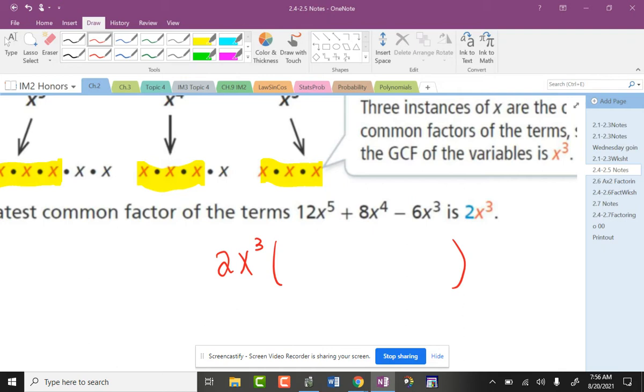When you're done, you just recheck. If I throw that back in, is that correct? Meaning, does it mirror if I were to distribute this? So 2 times 6 is 12, x cubed times x squared is x to the fifth. That's why that's what's left over in the first term. This is 3x, and then this is not 0, but 1, okay?